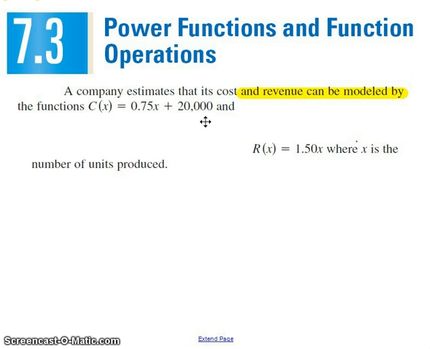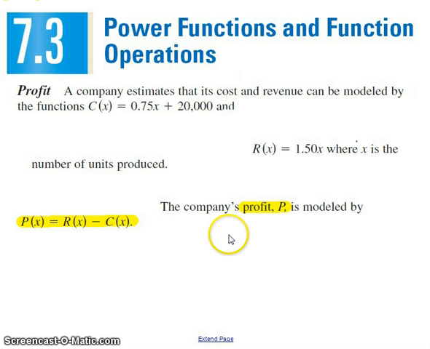or build the factory. It also has a separate formula, a separate function for revenues. And revenues can be modeled by this formula here, 1.50 times x. So maybe it's that it makes $1.50 for every one of these hair dryers. It's a very cheap hair dryer. Maybe I should have come up with a different product, but you get the basic idea. The price is $1.50. Every time it sells its product, it makes that much money, but it also costs it 75 cents for every one of those products, plus the $20,000 to build the factory.